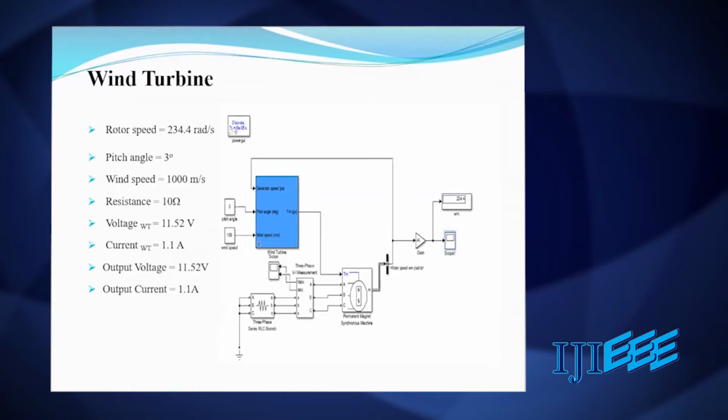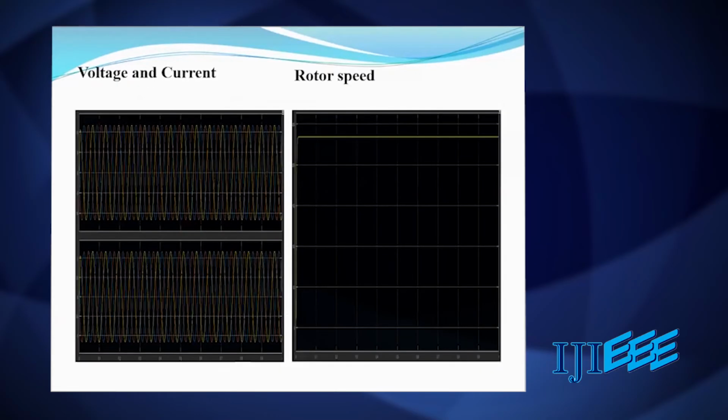Here the pitch angle of 3 degrees and the wind speed is considered 1000 meters per second, with a resistive load of 10 ohm. And here we got the rotor speed as 234.4, and the voltage and current waveforms of the wind turbine and the rotor speed of the wind turbine, which are in AC.